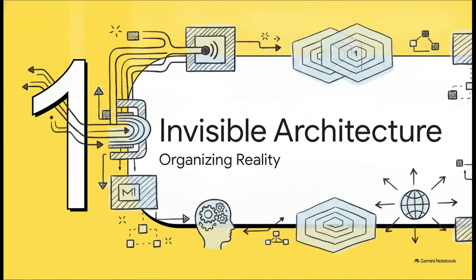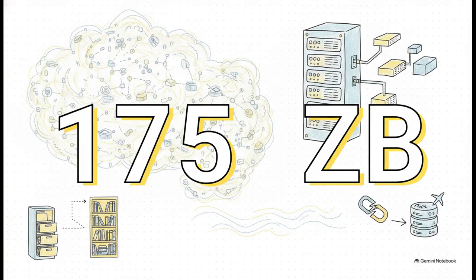All right, part 1, the invisible architecture, organizing reality. Through every single era of computing, the core goal has never really changed. We want to capture reality as accurately as possible to drive automated decisions. What has evolved, though, is the sheer, mind-boggling scale of it all. By 2025, the global data sphere is projected to hit 75 zettabytes. Just to put that into perspective, that's 175 trillion gigabytes.